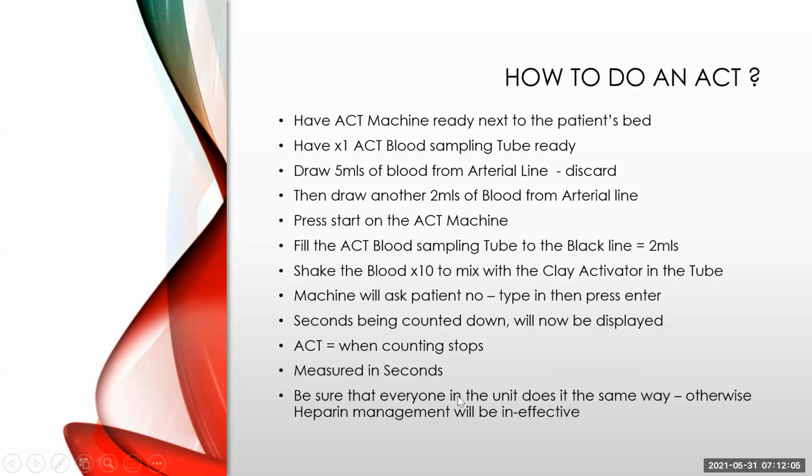So you're going to draw 5 mL of blood from the arterial line, which you are going to discard, and then you're going to draw another 2 mL of blood from the arterial line. As you are drawing this 2 mL of blood, someone or you must start the ACT machine to start counting it, because this is when your blood is now leaving the body. Then you're going to fill your ACT blood sampling tube to the black line.